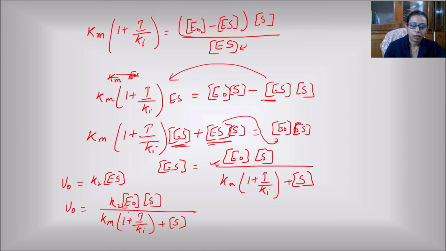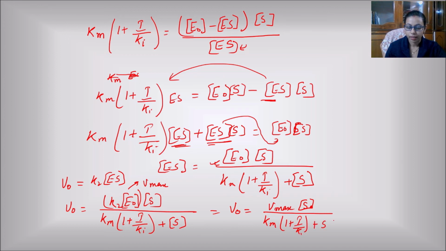Okay, now this one is equal to what? This will be equal to the Vmax, so we again got the same equation as the Briggs-Haldane equation, as V naught equals Vmax into S divided by Km into (1 plus I by Ki), plus S.